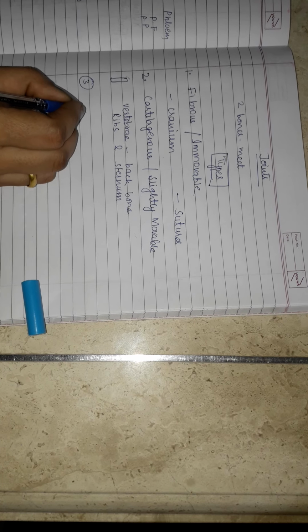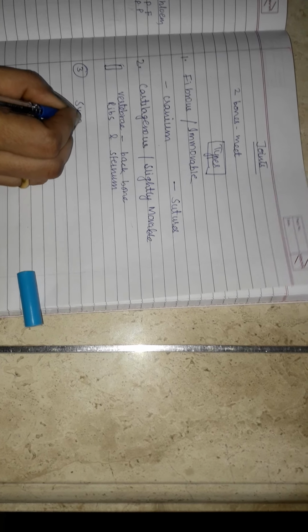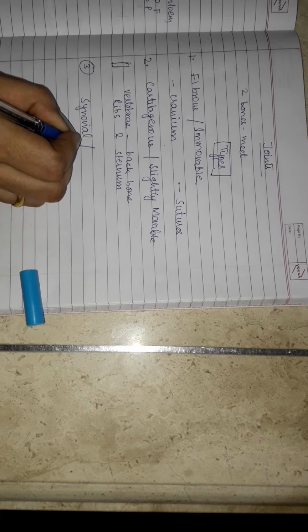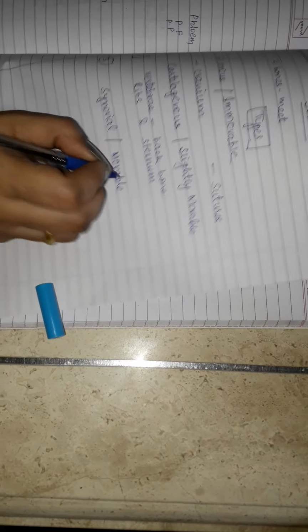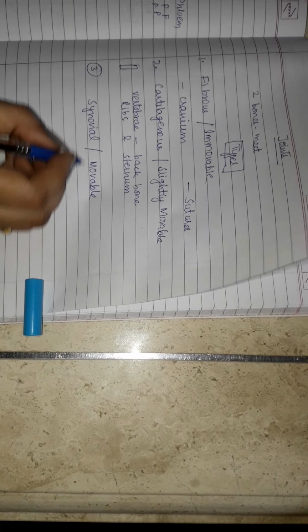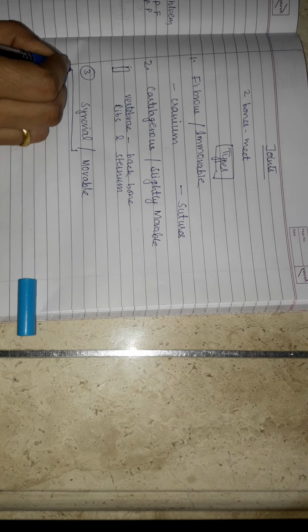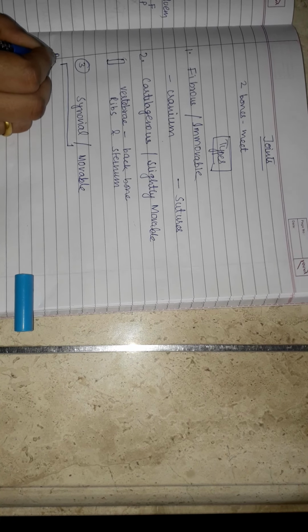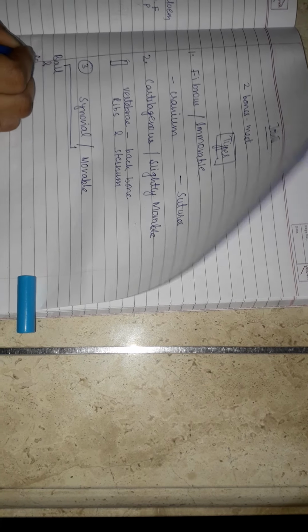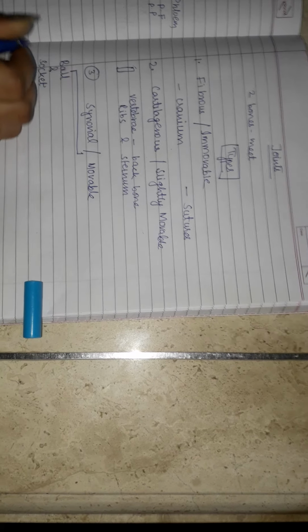The third type of joint is the synovial joint, or it is also called the movable joint. These joints are freely movable, and these are further divided into six categories. First is the ball and socket joint.